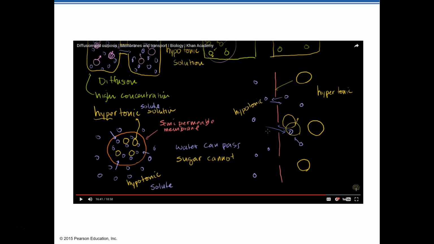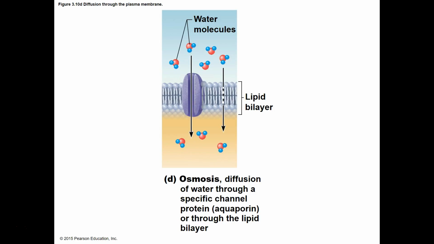What's going to happen is the water's going to move across the membrane because the solute can't, and it's going to try to balance out the concentration on the two sides of the membrane. That is what the membranes in the body try to do, and that's the essence of osmosis. So it's the movement of water molecules instead of the solutes.